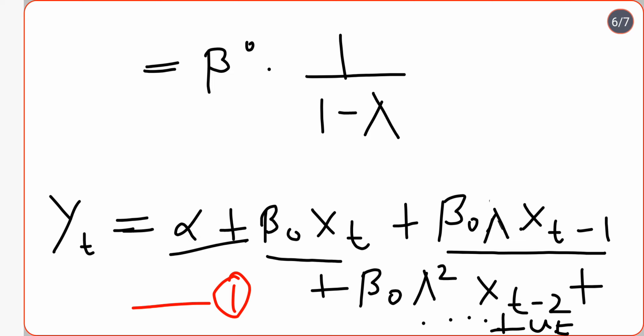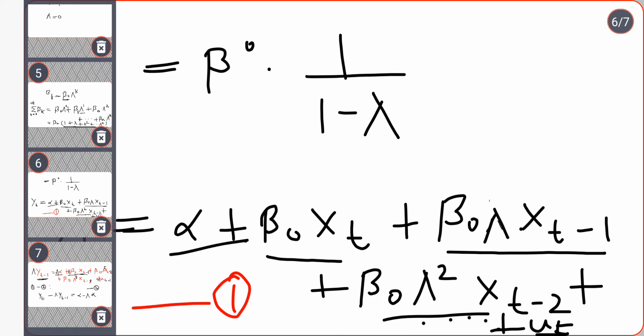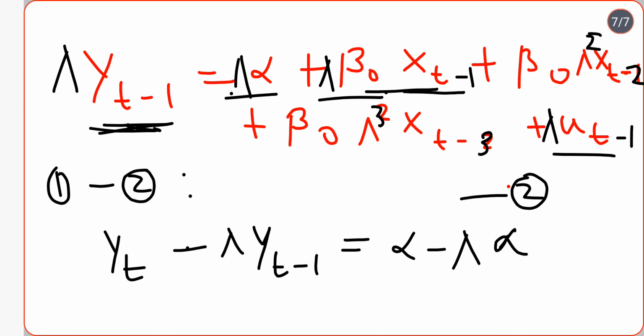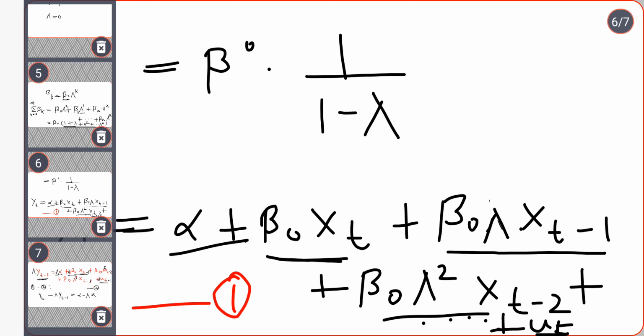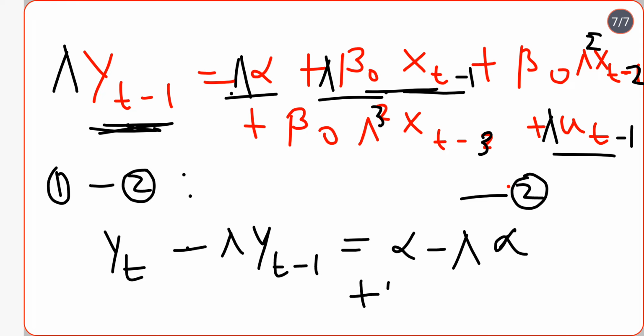So beta 0 xt is the only term that is remaining, all the other terms will be subtracted one by one, and this ut will remain, obviously this ut, and lambda into ut minus 1 will remain. So we will have alpha minus lambda alpha plus this term which is going to remain in equation 1, beta 0 xt, because this term will not be subtracted. So beta 0 xt will remain, and ut will remain of the first equation, and in the second equation we have lambda ut minus 1 which will also remain.